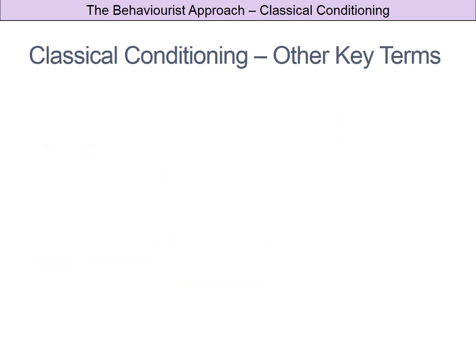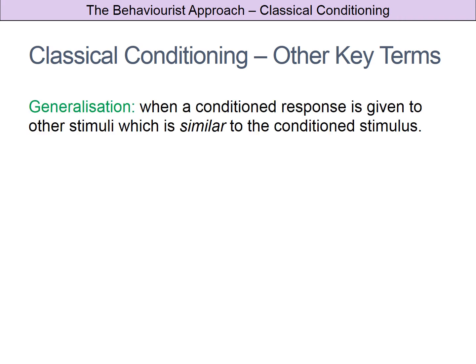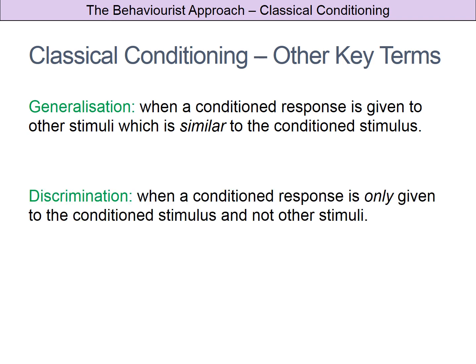So other key terms then that you need to know about classical conditioning. Generalization is when the same conditioned response is seen when other stimuli are presented which are similar. So for example, other bells which sound similar to the original bell, the dog would also start to salivate at that. That would be an example of generalization. Discrimination is the opposite. So if a dog will only salivate to a particular type of bell and not other bells, that is what discrimination is.